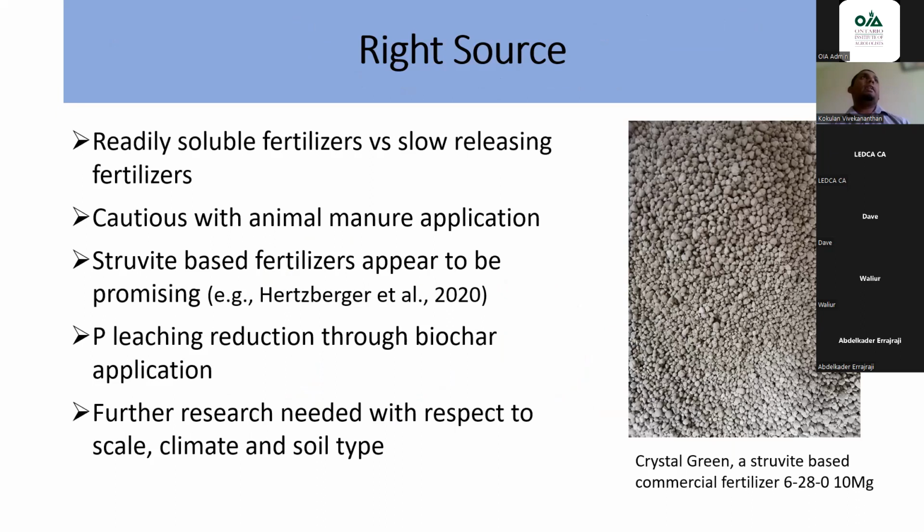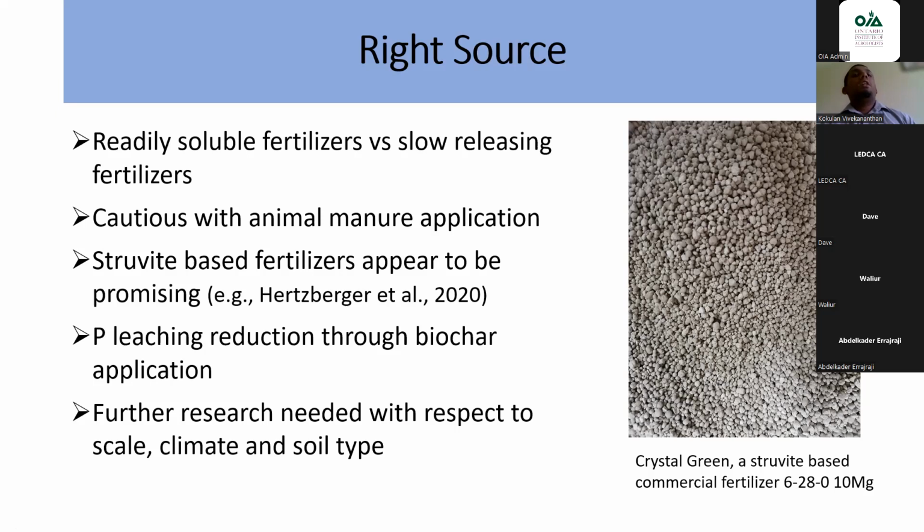So struvite is a recycled byproduct that is produced by crystallization and precipitation of municipal wastewater and sewage sludge. It is considered sustainable because it's a recycled product, number one, and then it also contributes to a circular economy, and it also has other plant-beneficial nutrients such as nitrogen and magnesium.